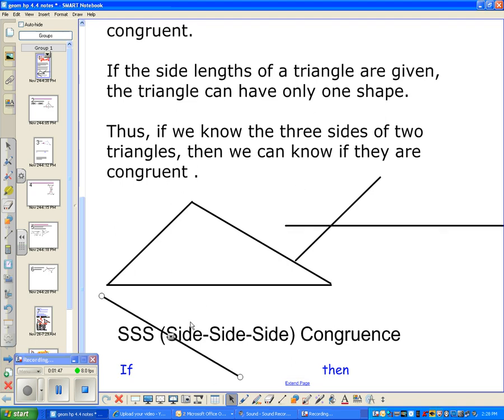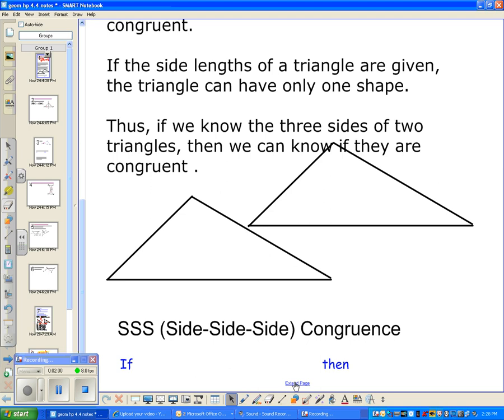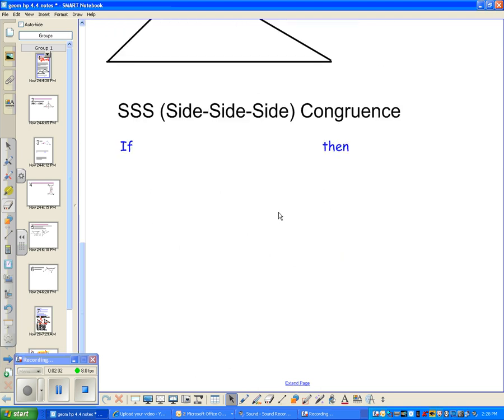So this works for any triangle in the world because I can't bend these sides. It doesn't matter what I do. These triangles have to be exactly the same. They have to be congruent by side, side, side. So that's one shortcut. Instead of proving all six things are congruent to have congruent triangles, we just need to know that the three sides are going to be congruent to each other.